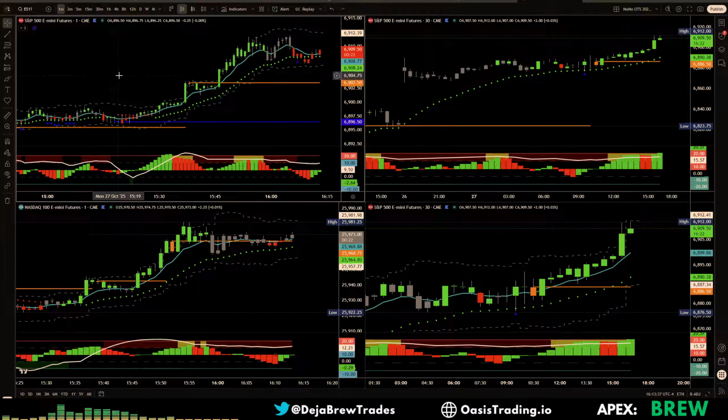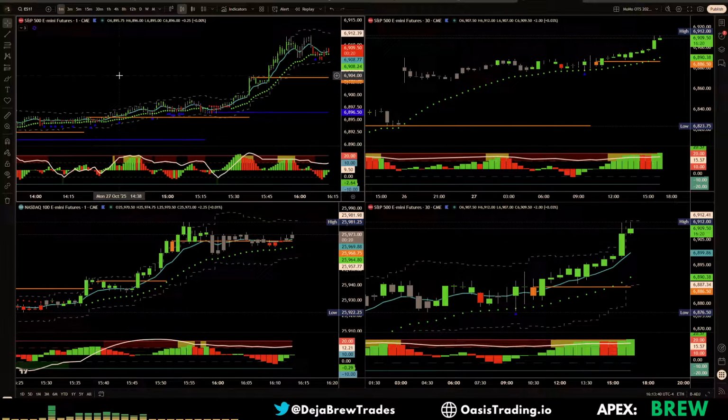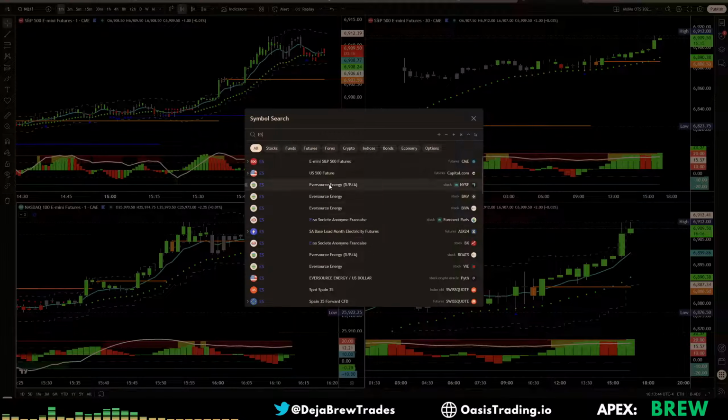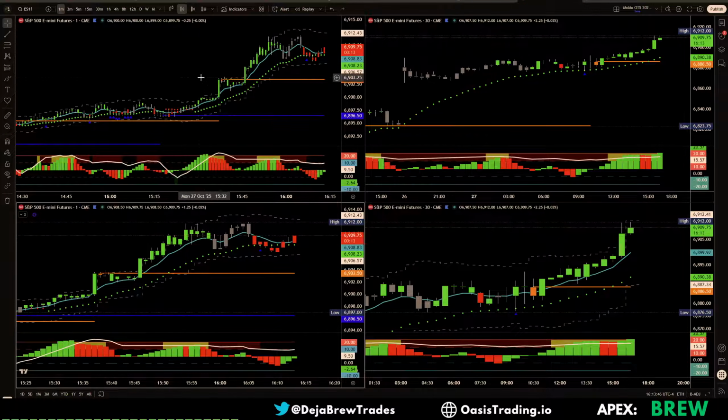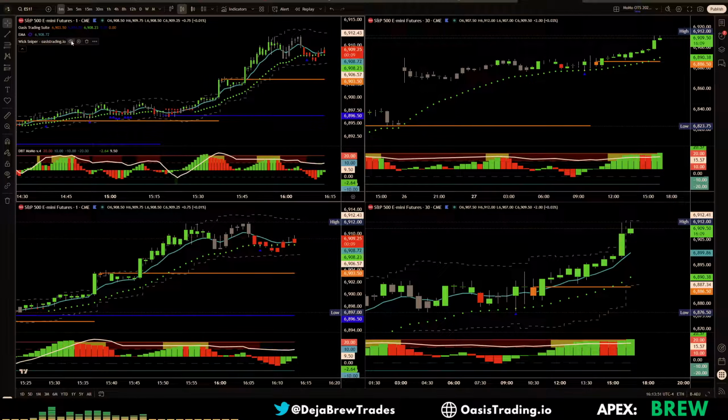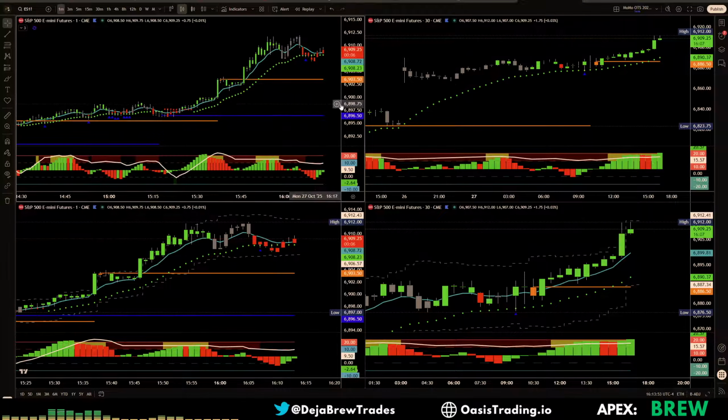Okay, let's get started with a little bit of a demonstration of what I mean when I refer to the waterfall technique, using multiple time frames in your analysis with these indicators.